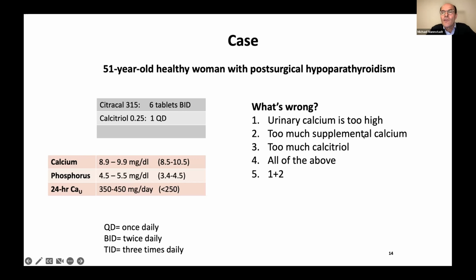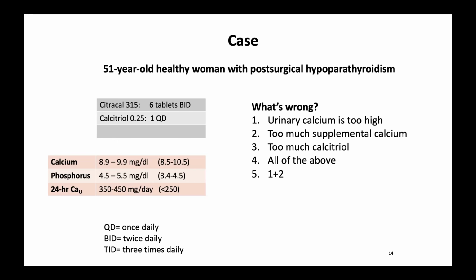So 1, urinary calcium is too high. 2, she's on too much supplemental calcium. 3, she's on too much calcitriol. 4, all of the above. Or 5, only 1 and 2. So please get to your poll and choose what you think is wrong with her or her treatment.